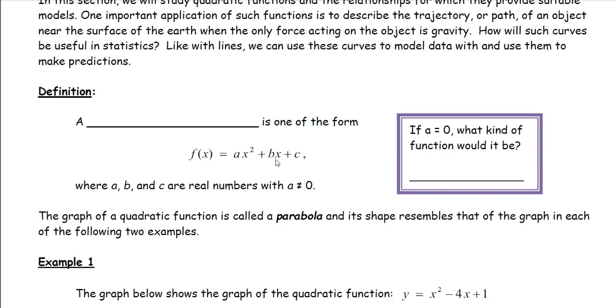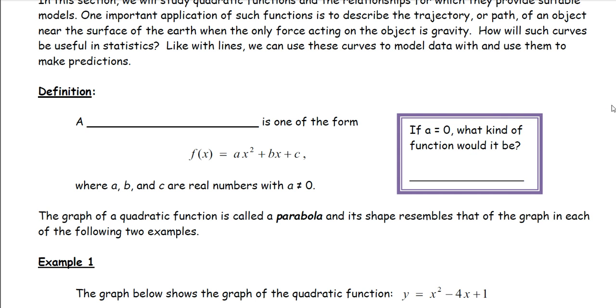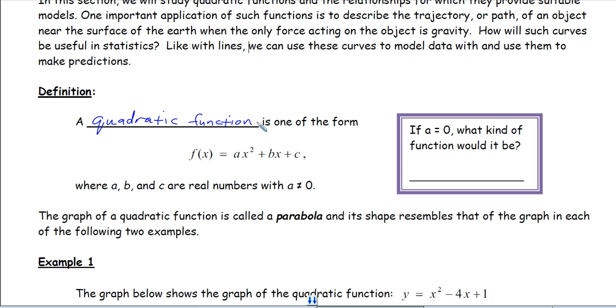So let's begin with a definition. A quadratic function, and you might hear quadratic function, and you might hear parabola, they're the same thing. Quadratics are parabolas. So a quadratic function is one of the form where a function of x is given by some a times x squared plus bx plus c.